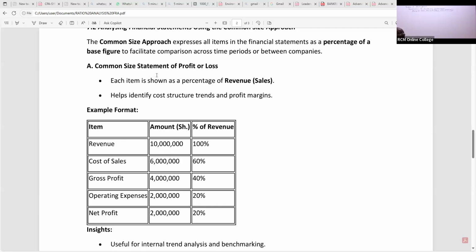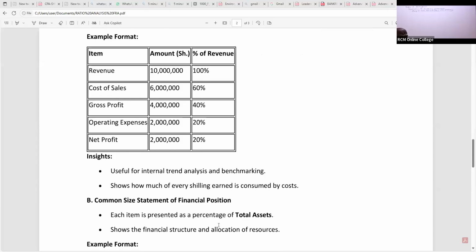So under common size statement of profit or loss, each item will be shown as a percentage of revenue. Each item, if it's operating expenses, 2 over 10 times 100 is 20%. If it's net profit, 2 over 10 again, like that. Yeah. So in this case here, how about the common size statement of financial position? Each item is presented as a percentage of total assets.